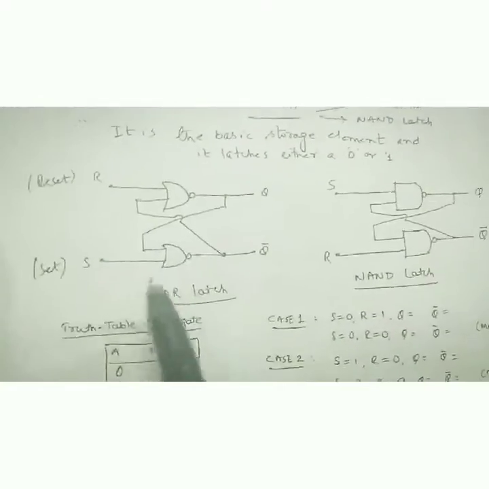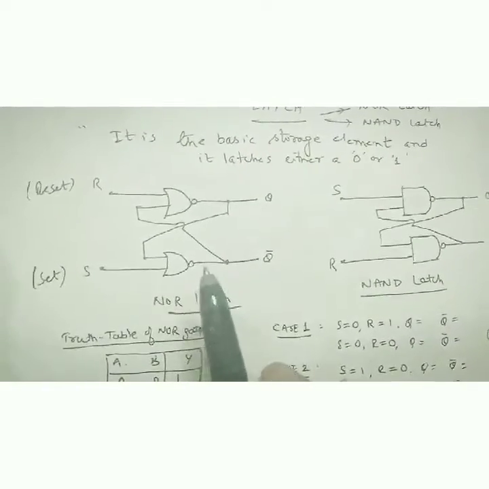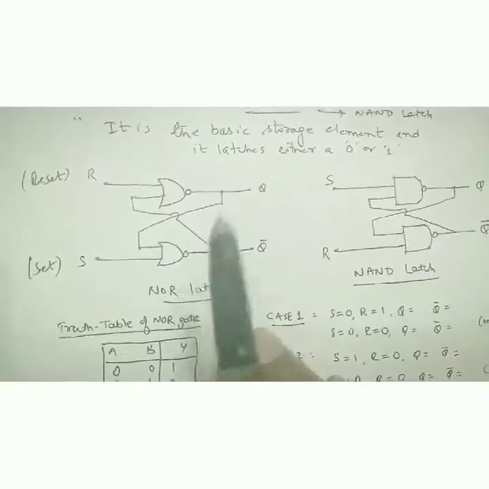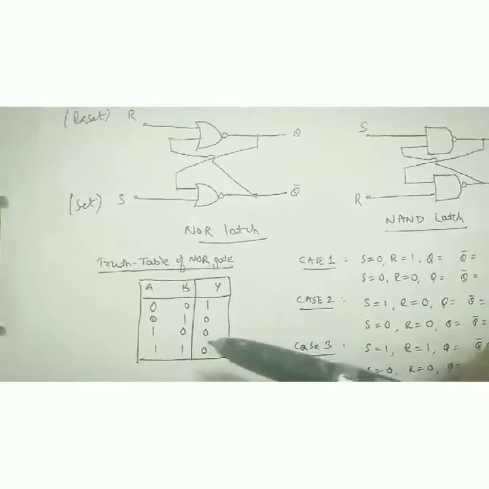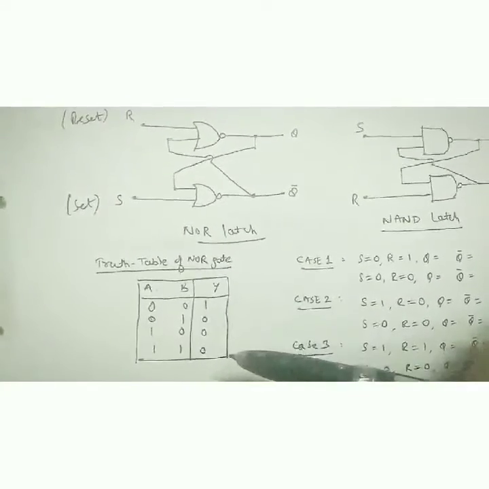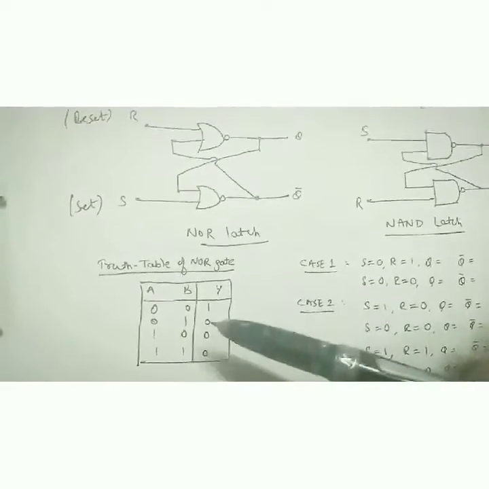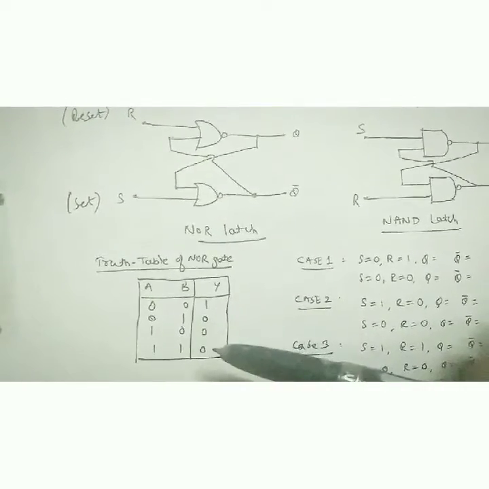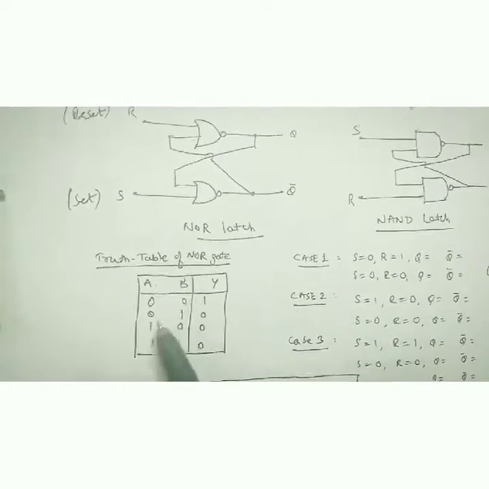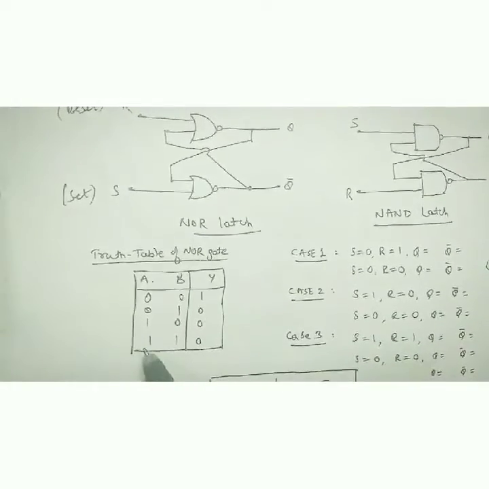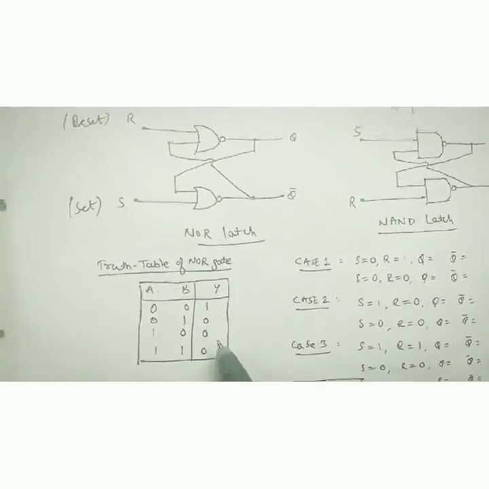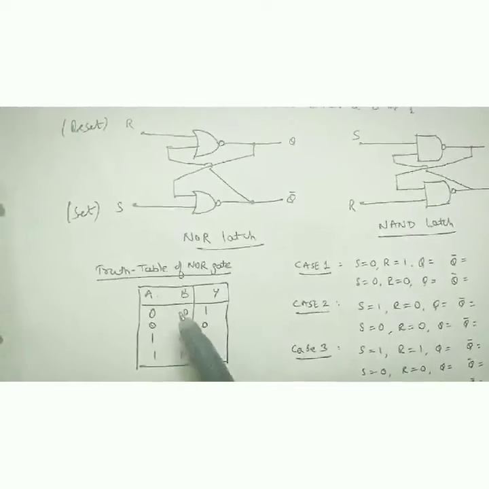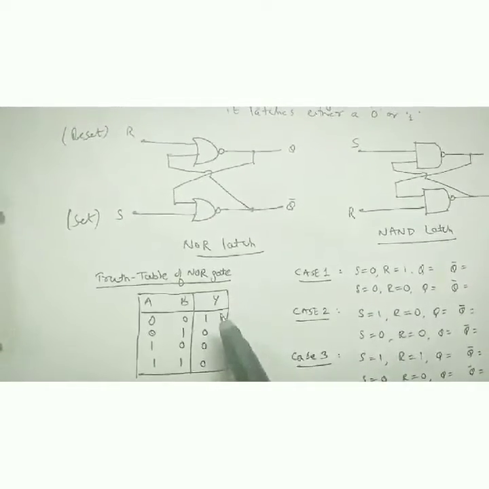So before we begin the working of this NOR latch, we must keep in mind the truth table of the NOR gate. As all of us know, this is the truth table of the NOR gate, in which you can see that the main thing to notice is that if any of the inputs is 1, the output we get is 0. This we have to keep in mind, and when both the inputs are 0, in that case the output we get is 1.